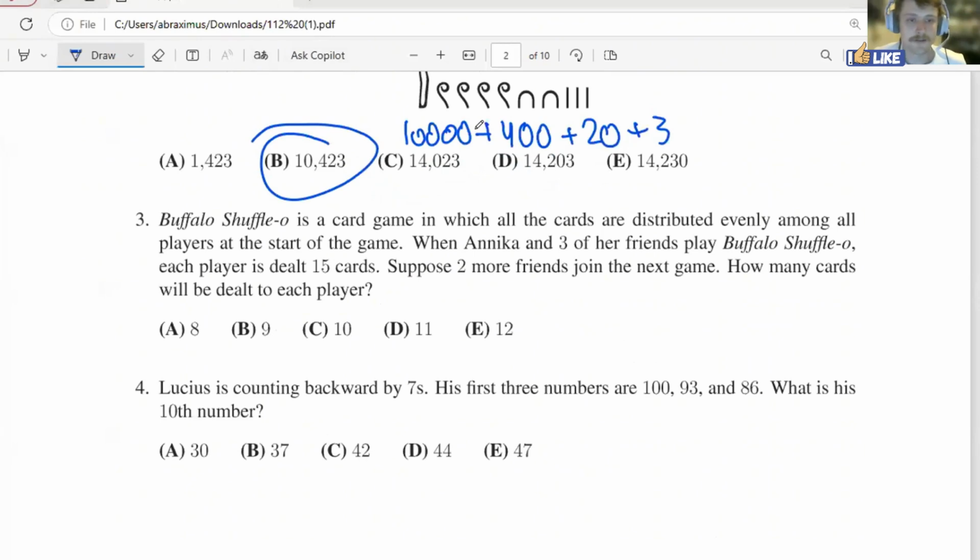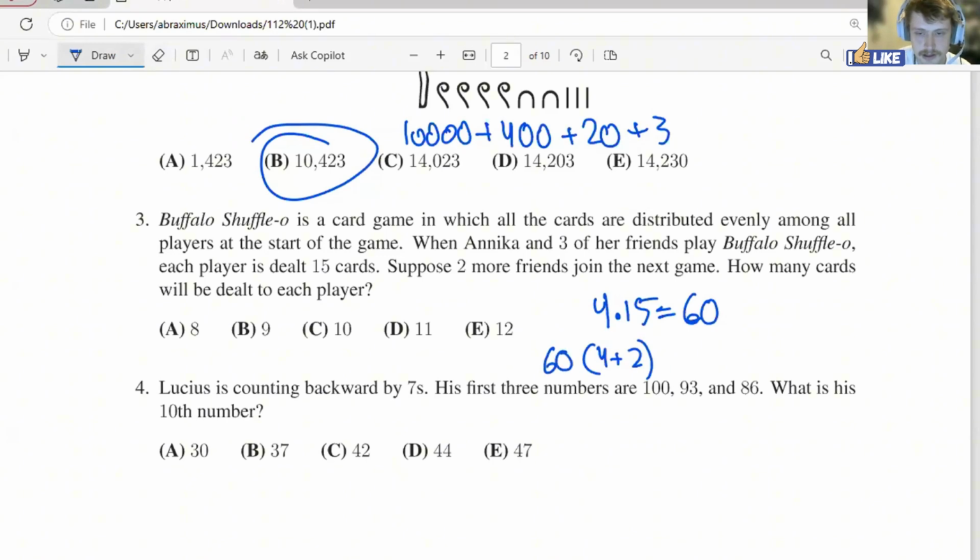Buffalo Shuffalo is a card game in which all of the cards are distributed evenly among all the players at the start of the game. When Annika and three of her friends play Buffalo Shuffalo, each player is dealt 15 cards. Suppose two more friends join the next game. How many cards will be dealt to each player? We need to figure out how many cards are in play. We have four people, and they each get 15 cards. That is a total of 60 cards. If we have four people and we add two, then we have six people. We need to divide 60 by six, and that gives us 10. So 10 cards will be dealt to each player.